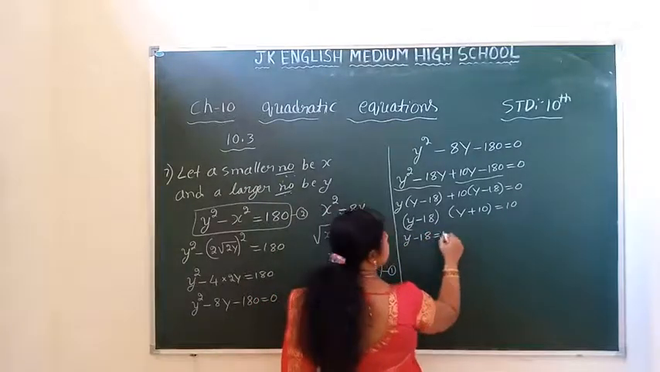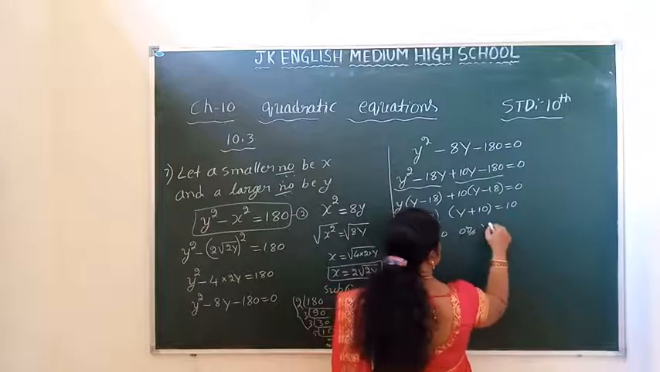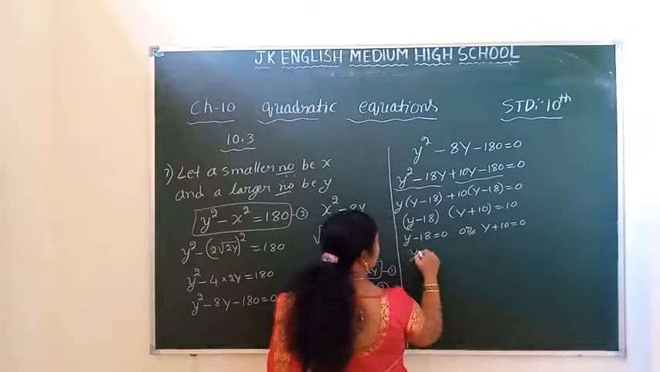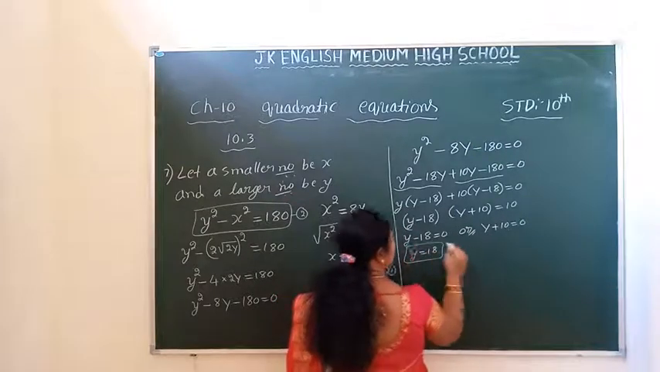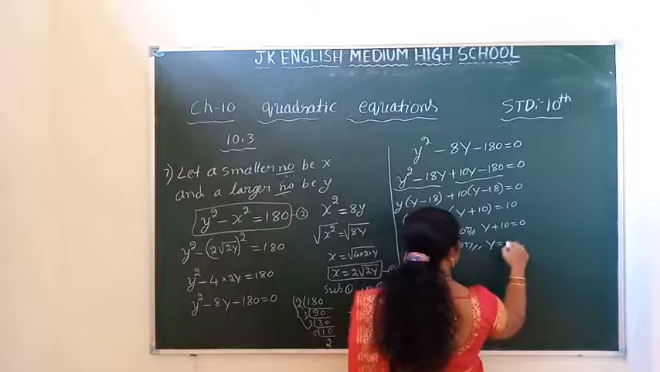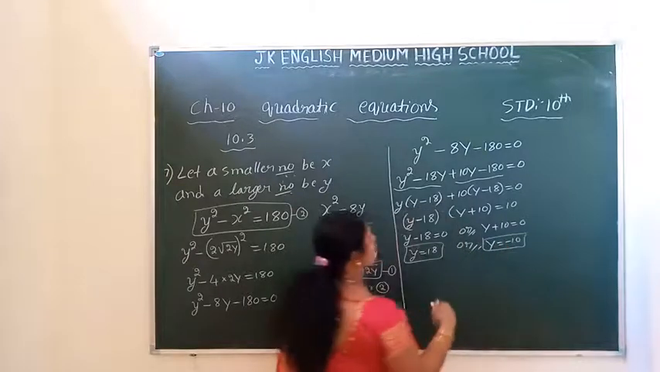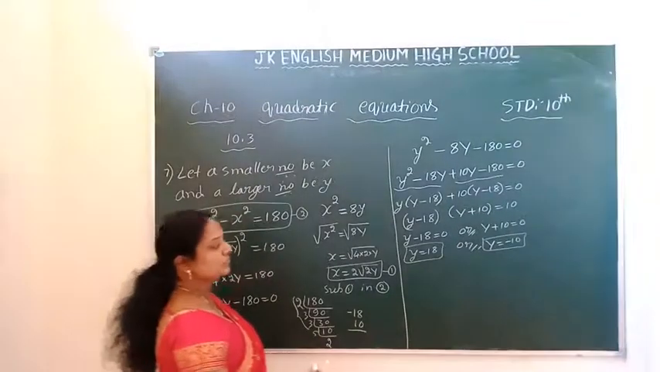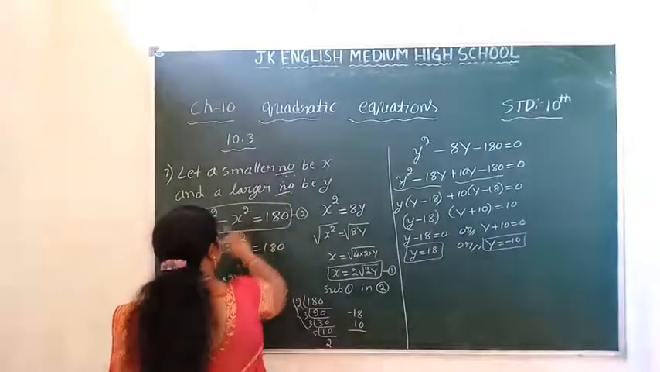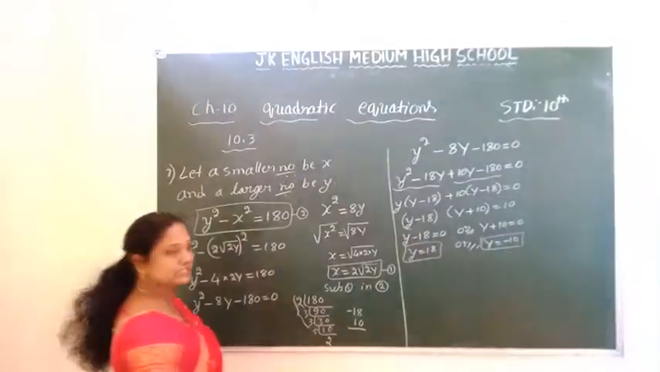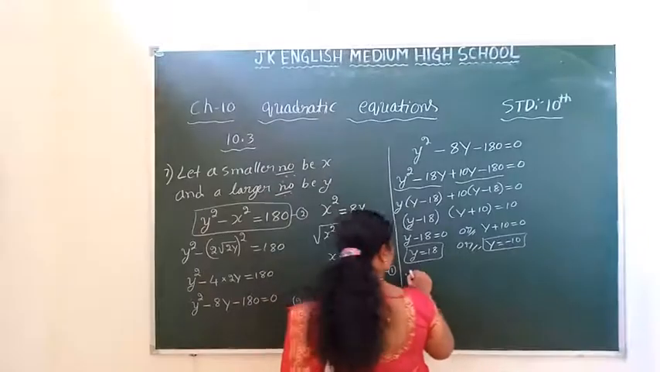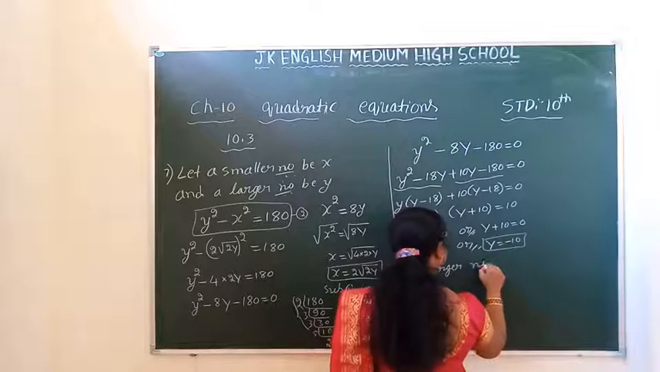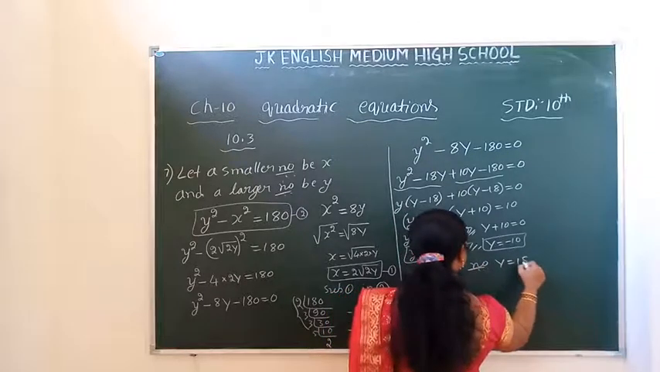Y minus 18 is equal to 0 or y plus 10 is equal to 0. Therefore, y is equal to 18 or y is equal to minus 10. Here I have taken y as the larger number. I will consider positive only, because it is a number. Therefore the larger number y is equal to 18, I got it.